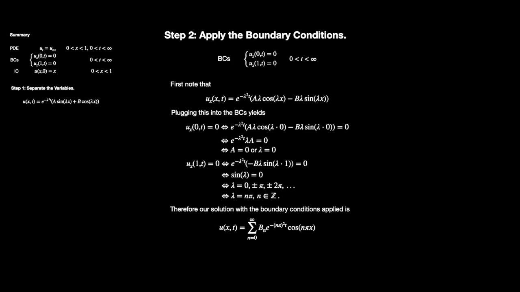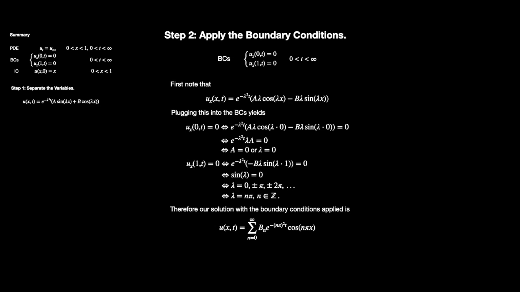So first note that the derivative, or I should say the slope of the temperature curve, which is u sub x, is equal to negative lambda squared times a times lambda times the cosine of lambda x minus b times lambda times the sine of lambda x. When we plug this function into the boundary conditions, what we find is that for x equals 0, a is equal to 0 or lambda is equal to 0.